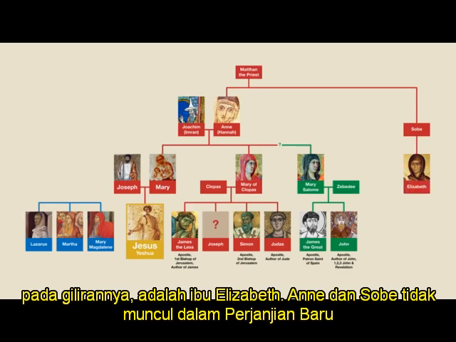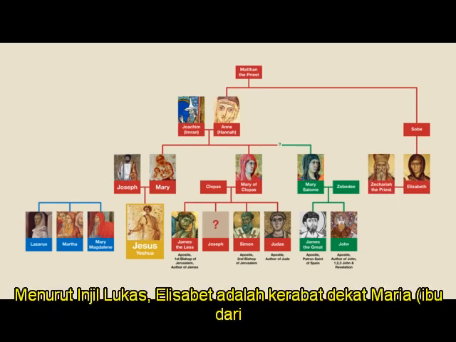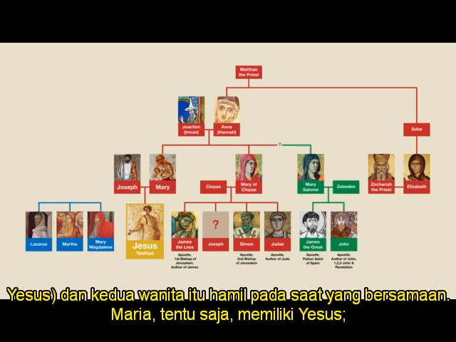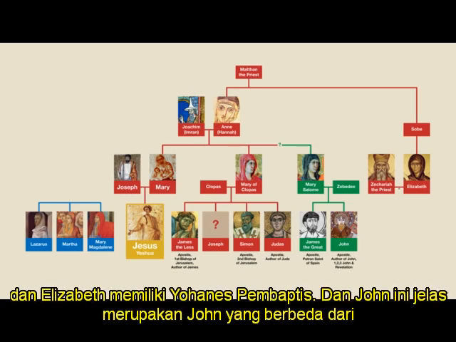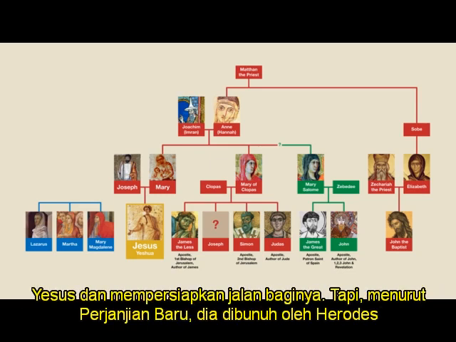Anne and Sobe do not appear in the New Testament, but Elizabeth and her husband Zechariah do. According to the Gospel of Luke, Elizabeth was a close relative of Mary, the mother of Jesus, and the two women were pregnant at the same time. Mary, of course, had Jesus, and Elizabeth had John the Baptist. And this John was definitely a different John from the John who wrote the Gospel of John.